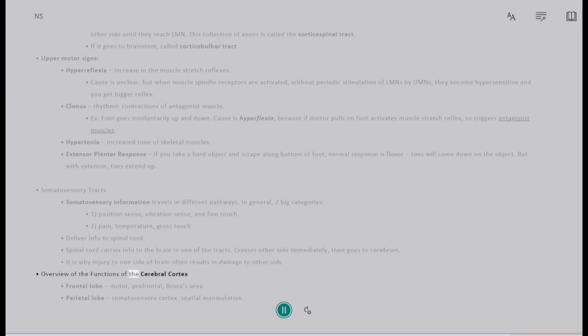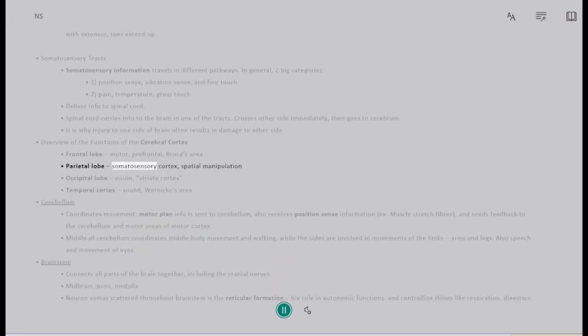Overview of the functions of the cerebral cortex. Frontal lobe: the motor area, prefrontal area, Broca's area. Parietal lobe: somatosensory cortex, spatial manipulation. Occipital lobe: vision, striate cortex. Temporal cortex: sound, Wernicke's area.